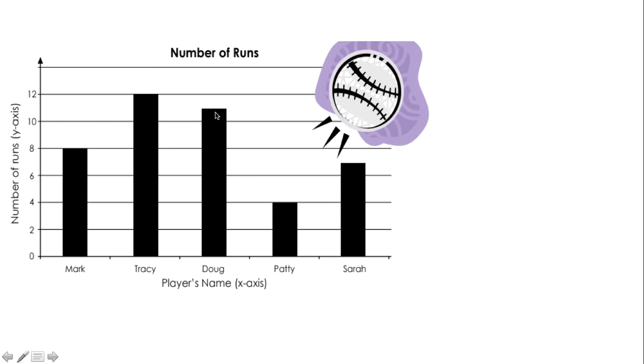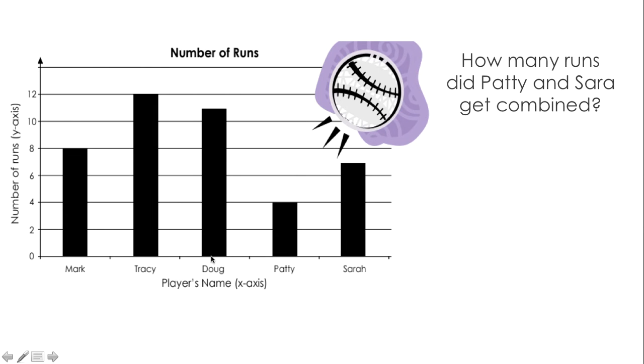But what happens when we get to one that is in between a line? Well, if I'm looking at this, it means it's a number between 10 and 12. There is only one number between 10 and 12, which is 11. So that means Doug had 11 runs. Now I'm ready to answer my questions.